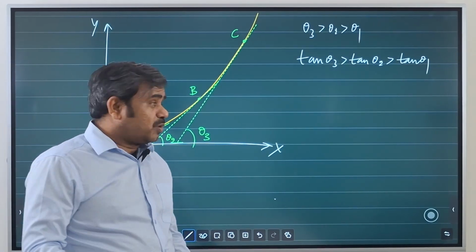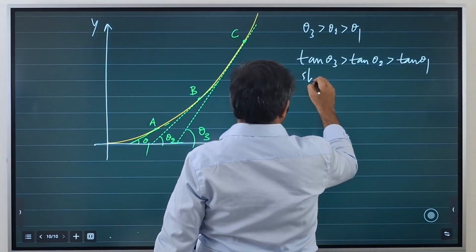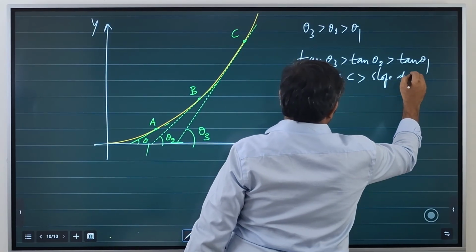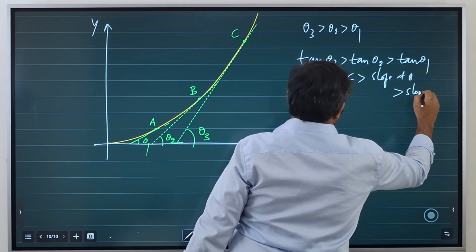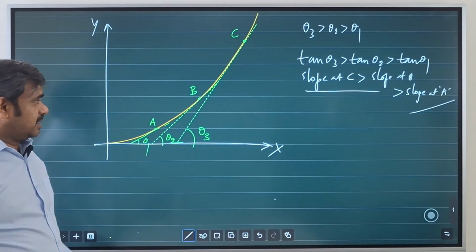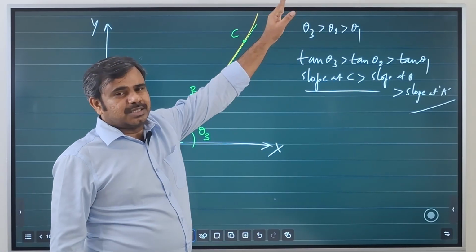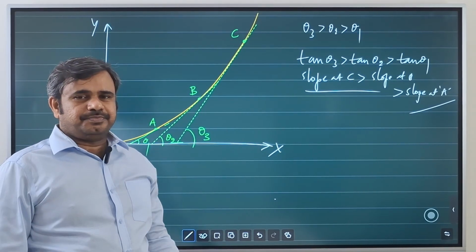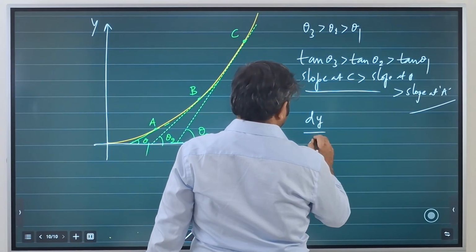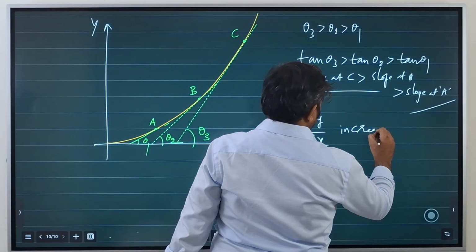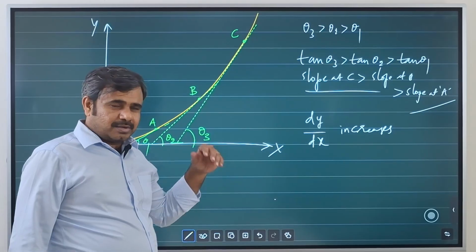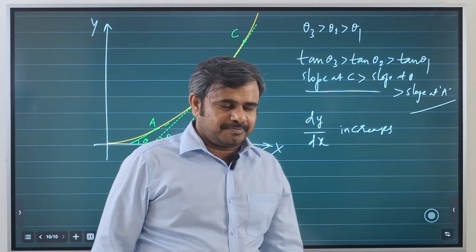It means the slope of the graph increases. So slope at C is greater than slope at B, which is greater than slope at A. Slope of the graph increases. It means the graph becomes steeper and steeper at higher values of x. Slope increases means what? dy by dx increases. It means the rate of increase in y increases.